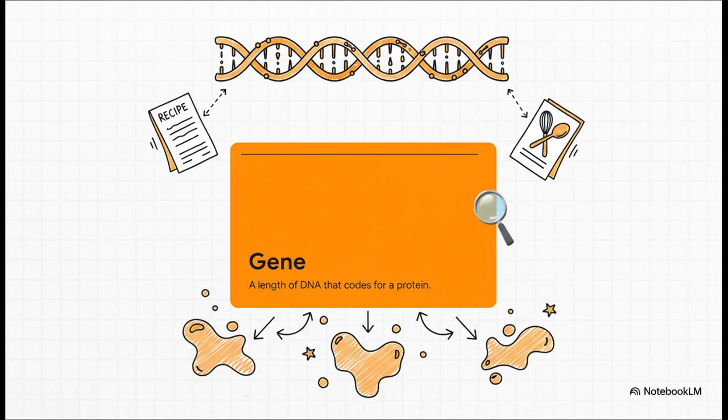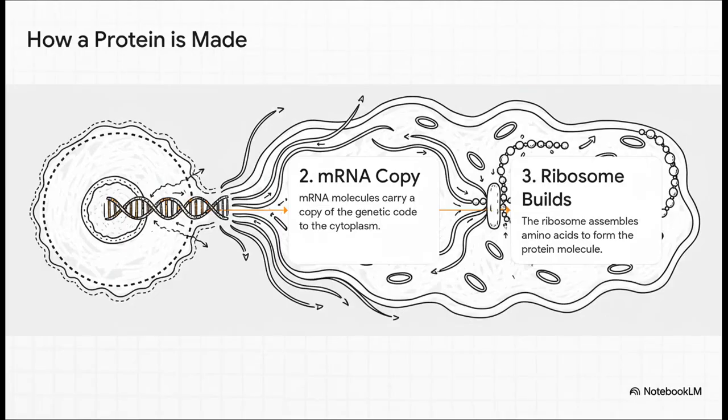That's it. All the incredible complexity of life, it just boils down to making the right proteins at the right time. Okay, but how does that recipe get from the super secure DNA library in the nucleus out to the protein factories in the rest of the cell? Well, the master blueprint, the DNA, it can't leave. So the cell makes a copy.